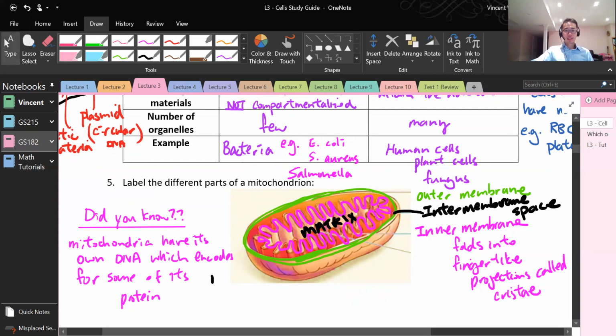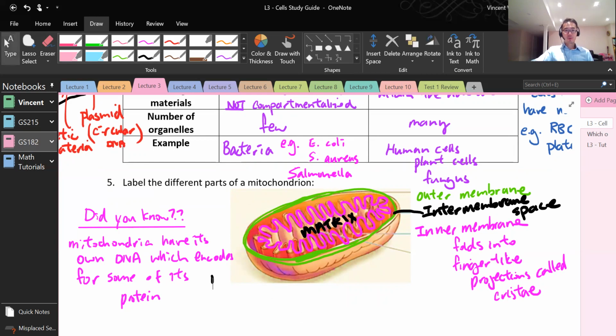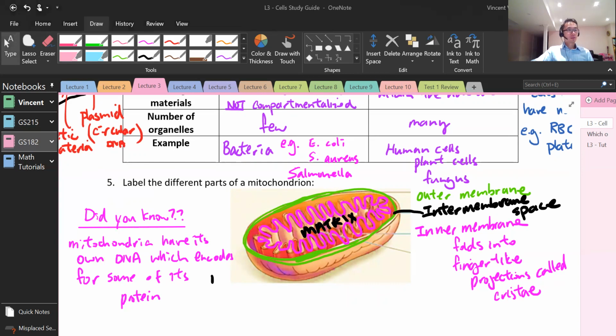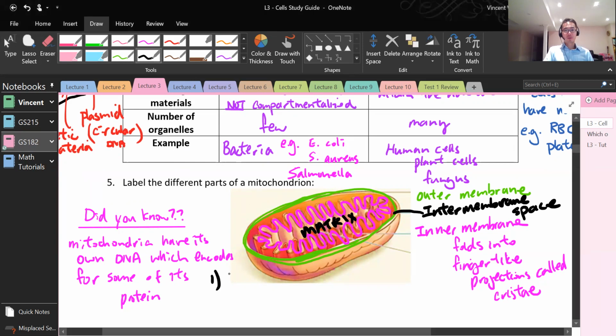Let's do a poll and see if you know. Who gives us our mitochondrial DNA? Is it dad? Choose A. Is it mom? Or is it both? Who do we get our mitochondrial DNA from?